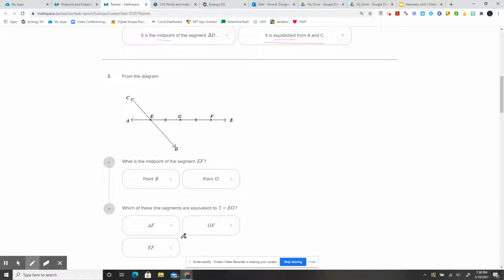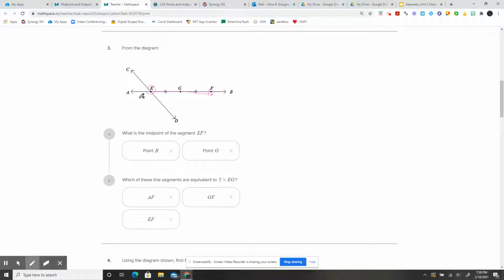From the diagram, what is the midpoint of EF? So if I go from E to F, what is the midpoint? Which of these line segments are equivalent to 2 times EG? So 2 times EG. EG is this length, so which segment is twice that long? Is it A to F? Is it G to F? Or is it E to F?